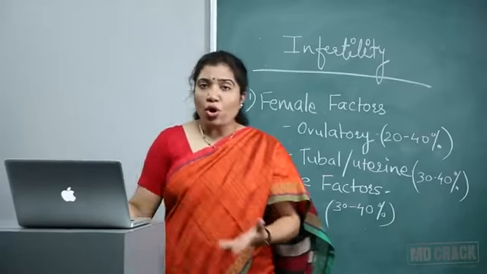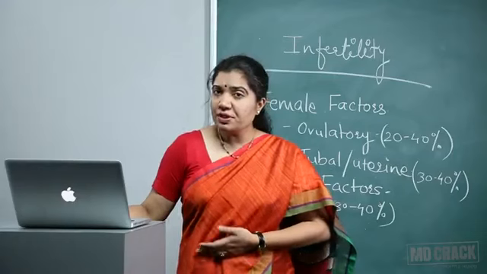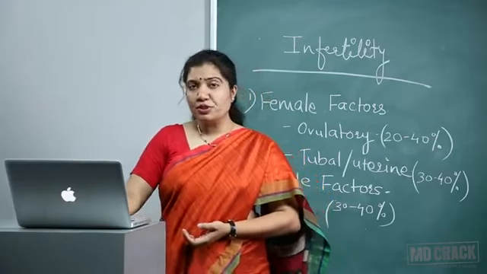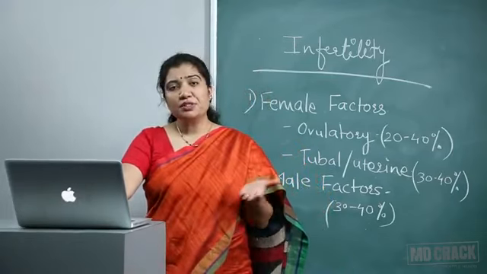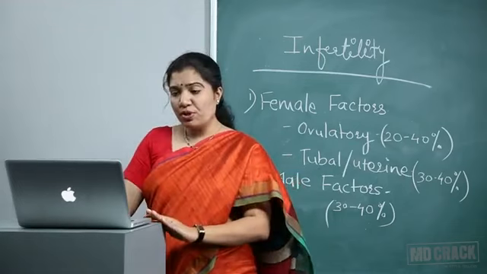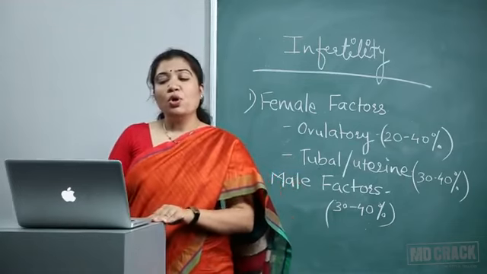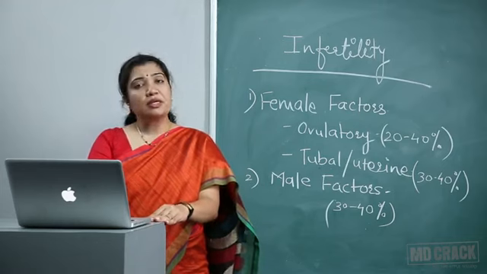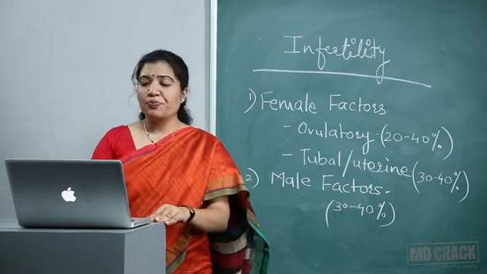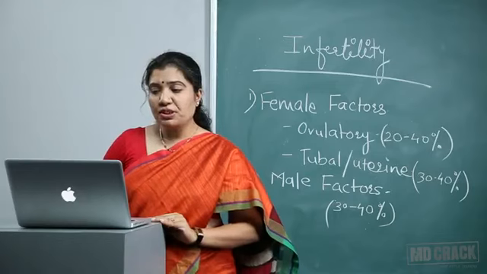If the block or the damage of the tube is irreversible and cannot be repaired, then the option is IVF-ET, that is in vitro fertilization with embryo transfer in the uterine cavity, or GIFT can be used, that is gamete intrafallopian transfer. IVF-ET is the best option in such patients.